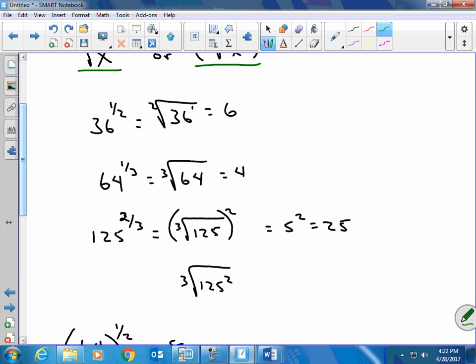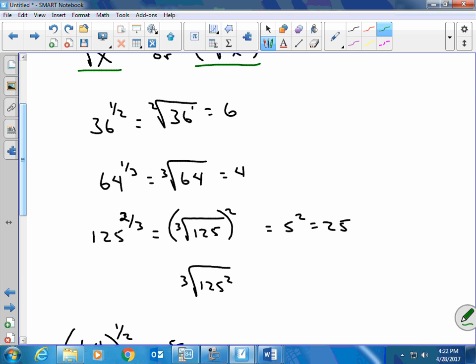125 to the 2/3. Bottom number is my root. Top number is my power. I can write it either way. Which way is the easiest to evaluate? If you have no calculator.